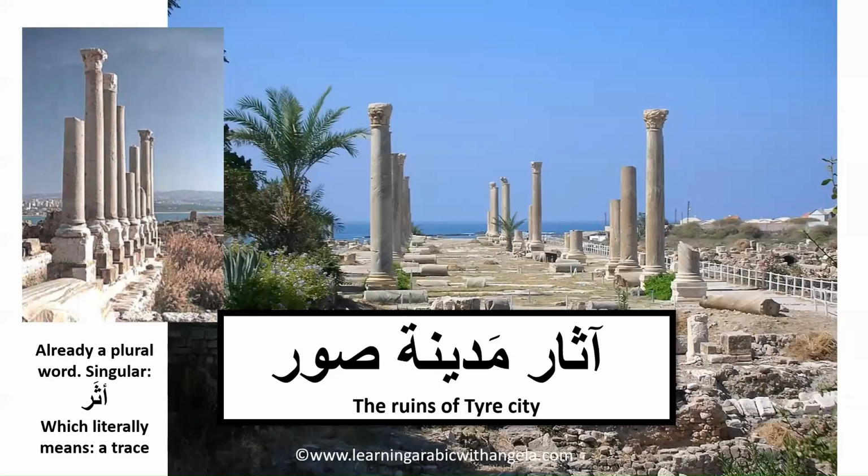And over here, we have آثار, which means ruins. آثار is a plural word. The singular of آثار is أثر, and that means a trace. So literally we mean by that historical traces or something like that. So آثار مدينة صور, for example, is the ruins of Tyre city in Lebanon.